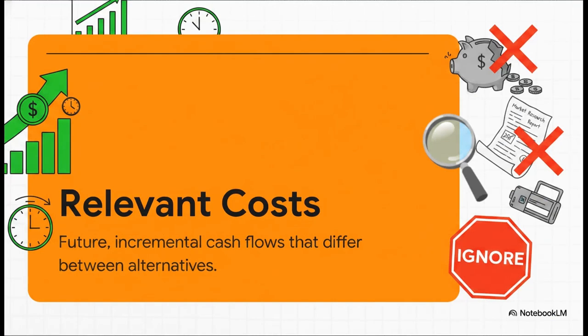Now let's talk relevant costs. These are strictly future incremental cash flows. I honestly cannot emphasize those two words enough. Future, incremental. You know, the examiner absolutely loves to bury sunk costs, like market research you've already done or machinery you've already bought, deep into the scenarios just to waste your time and destroy your calculations. Listen to me. If it's already spent, it is sunk. Ignore it completely and move on.